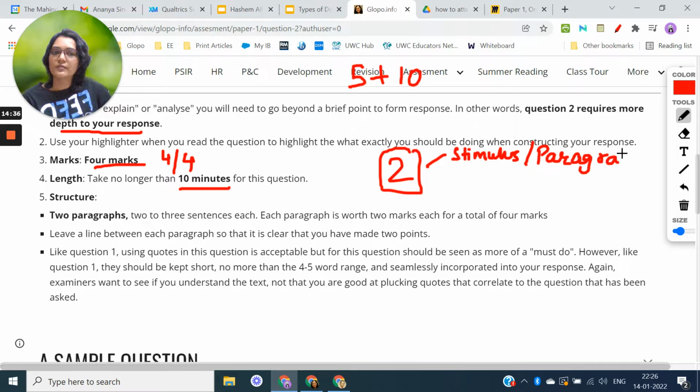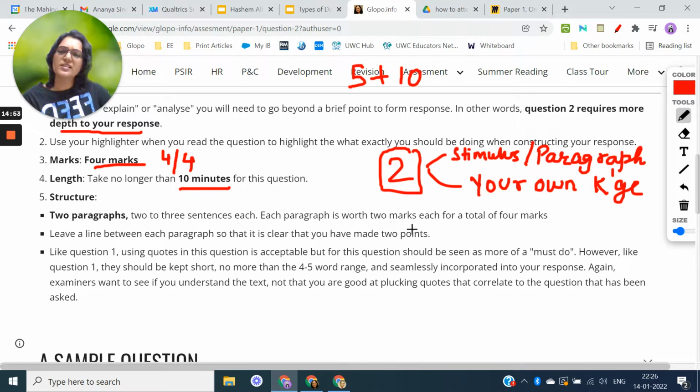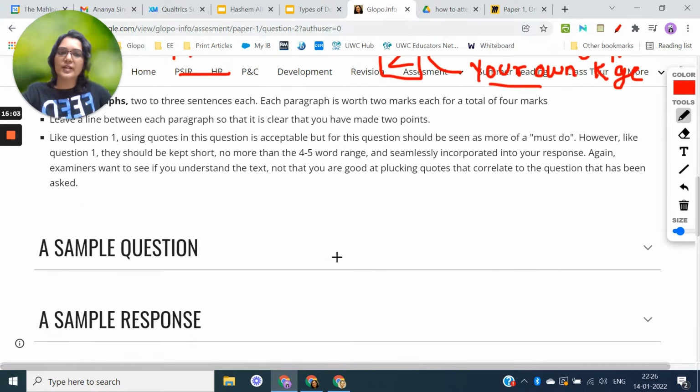Fair enough? This is the first paragraph, and then you have the second paragraph where you would be using your own knowledge. Okay, your own knowledge you would be using in the second paragraph. How many sentences? So 3 to 4 sentences, right? 3 to 4 sentences you can write for the first paragraph and then for the second paragraph. Fair enough. These are 2 paragraphs what you are supposed to write.